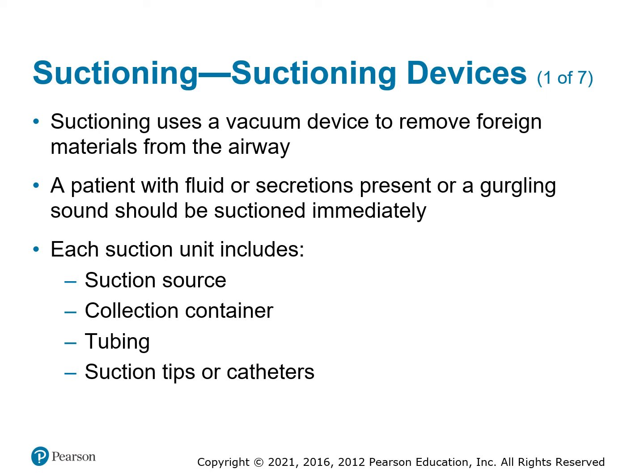Each suction unit is going to have the suction, the source of the vacuum, what sucks for you. Some type of collection container. Hospitals are really kind of strange. They like to see the content of whatever you suction, just so they can get an idea of what's going on with your patient. There is some type of tubing that connects the suction device to the suction tool, the suction tip or catheter. So you have to have that tubing, and then there are different types of catheters we have.